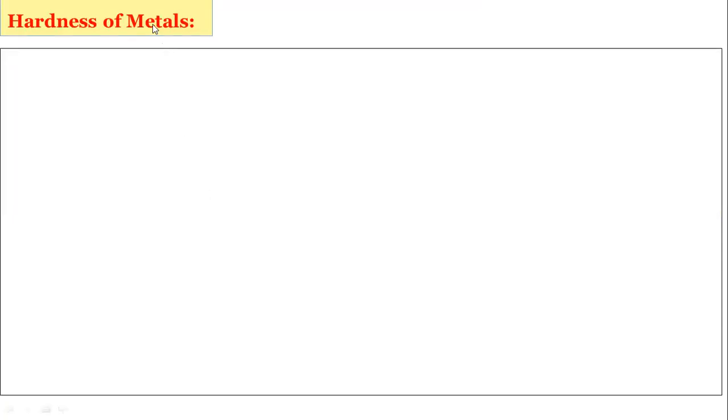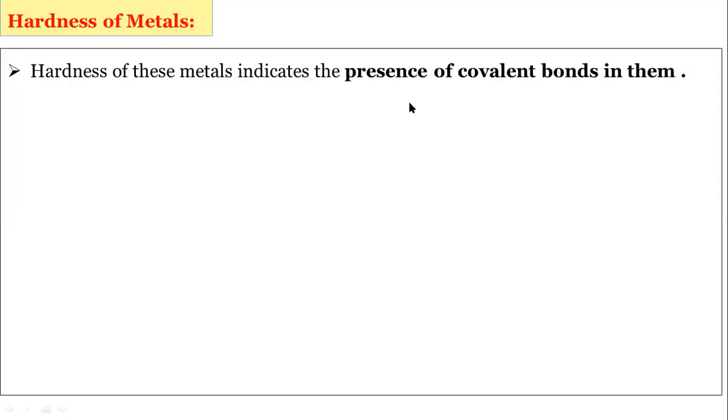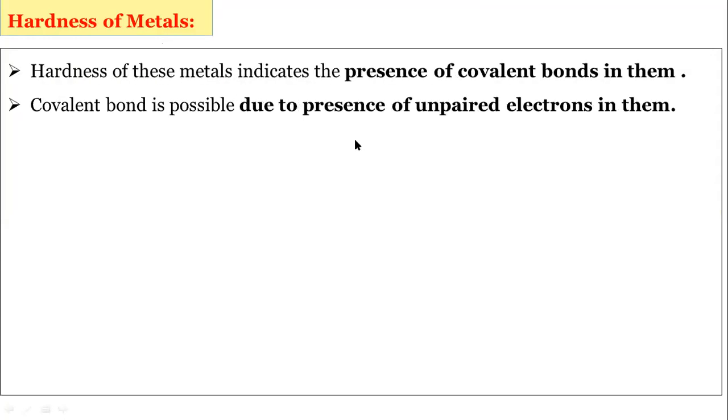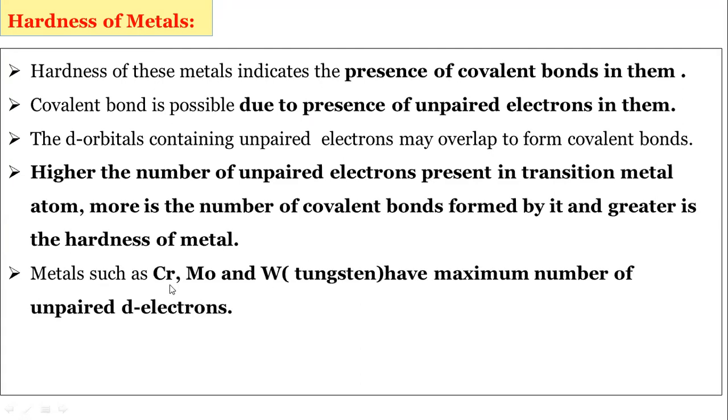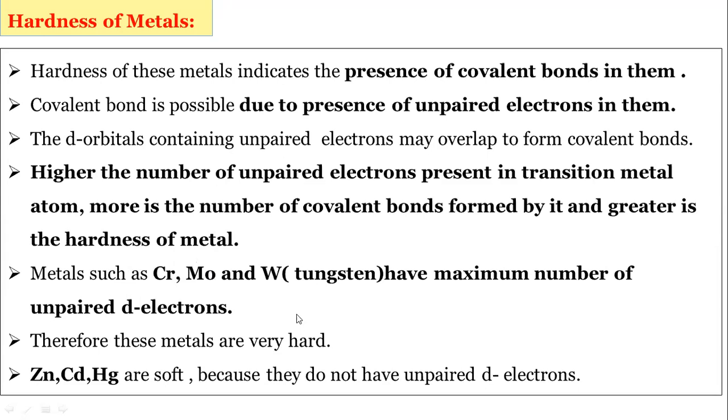Yes, the hardness of the metals. This hardness depends upon the presence of covalent bonds, and the covalent bonds are due to the presence of unpaired electrons. If the unpaired electrons are more, the covalent bonds will be more, and if the covalent bonds are more, the hardness of the metal will be greater. So metals such as chromium, molybdenum, and tungsten have the maximum number of unpaired electrons. That's why chromium, molybdenum, and tungsten are very hard. Remember, I will show the melting point graph. This is zinc, cadmium, and Hg. These are very soft because they do not have unpaired electrons.